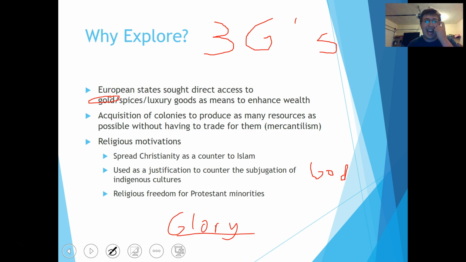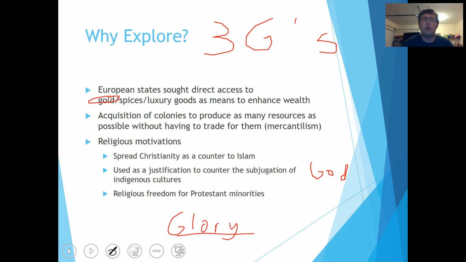European states are seeking access to gold, spices, and luxury goods as a means to enhance wealth. You're looking for things like cinnamon. Bring cinnamon back from the Far East, makes your food taste better. You ever had Cinnamon Toast Crunch cereal? It makes foods better. So these merchants are willing to pay a high dollar for this so that they can come back to Europe and sell it for a lot of cash. So you've got that going on.